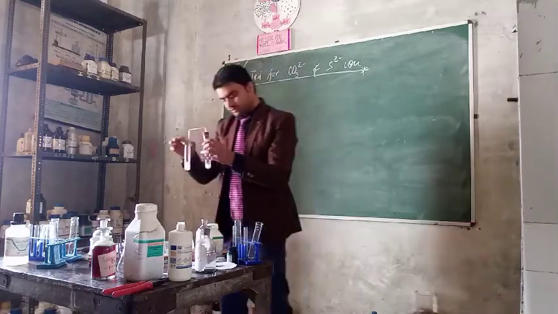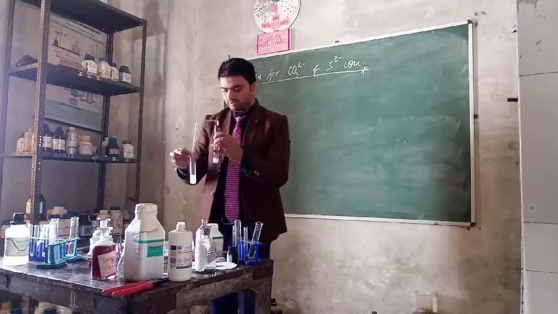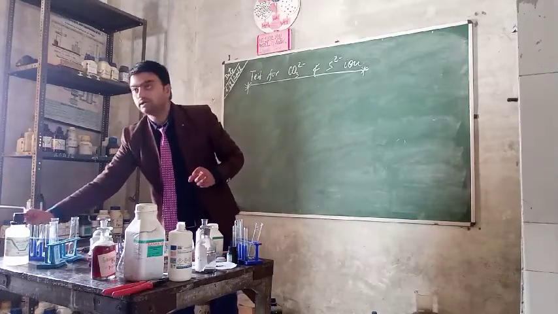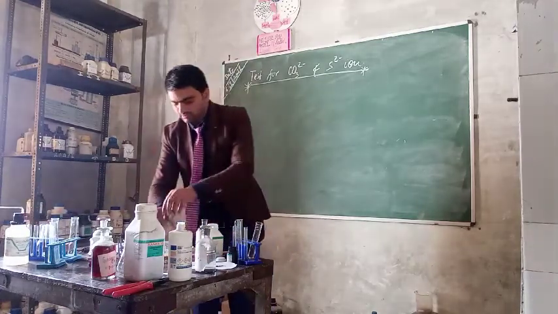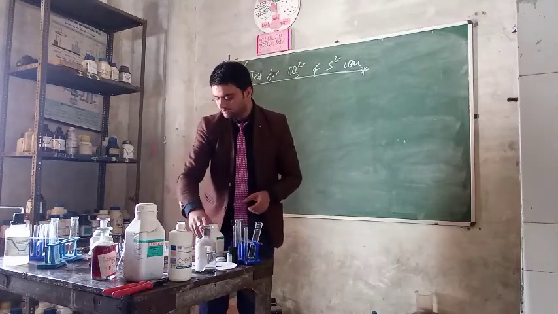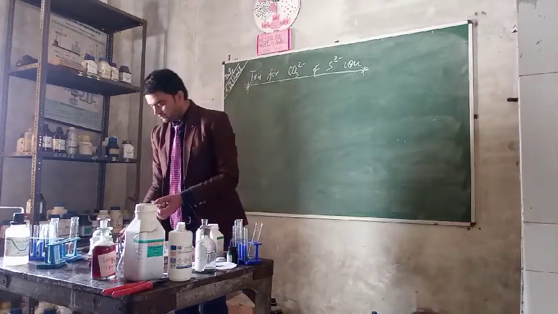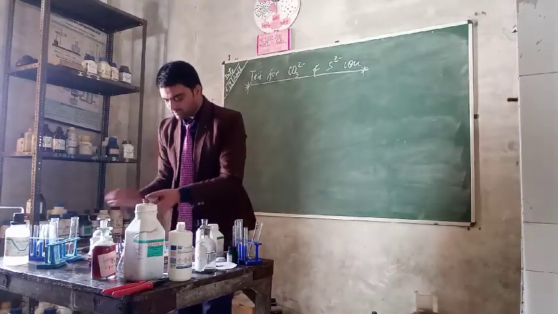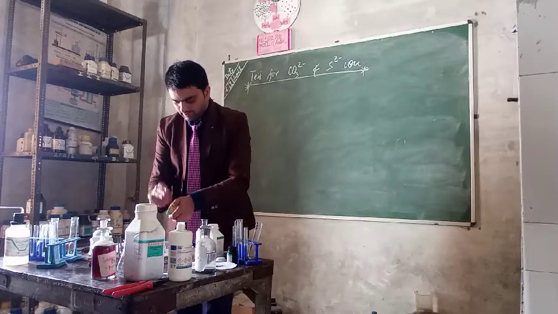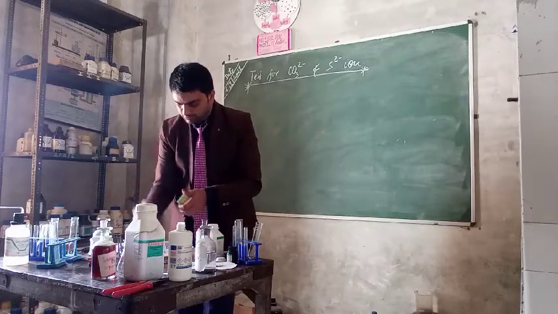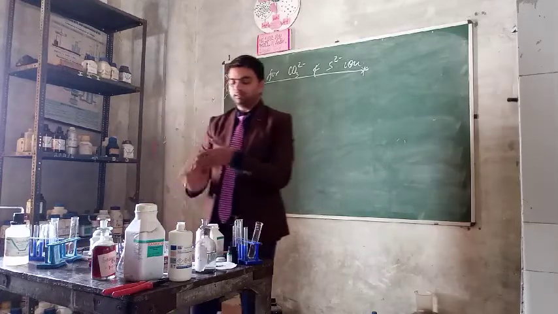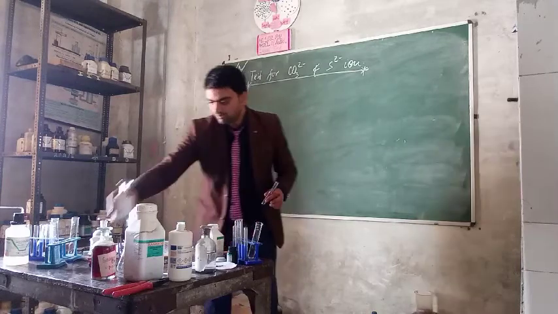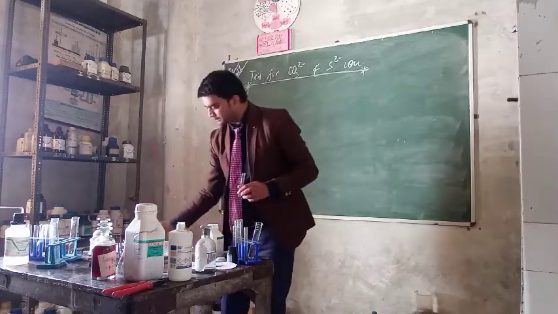Clear? Now come on the second test, how to predict the presence of the carbonate in your salt. Clear? First we will make the aqueous solution of the salt, and after that we also make the aqueous solution of the magnesium sulphate, that is the MgSO4, and we add both aqueous solutions together and get the white precipitate. So let's start how to confirm the presence of carbonate.